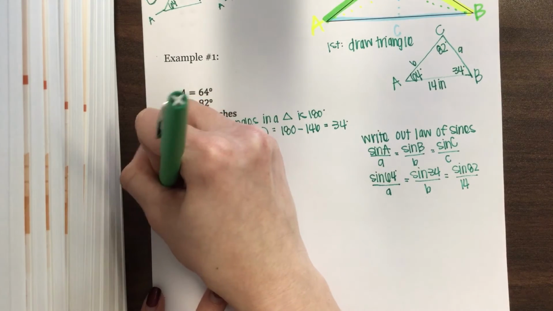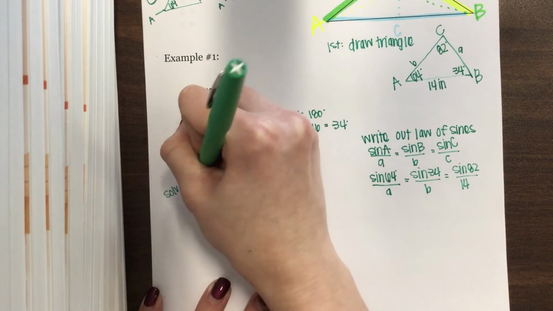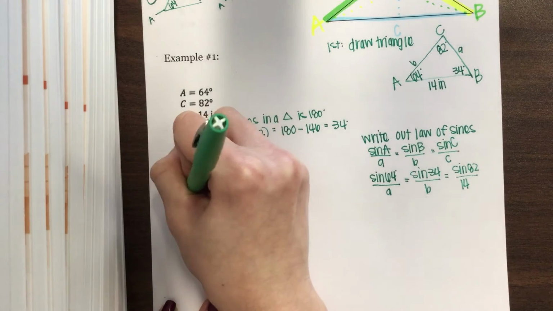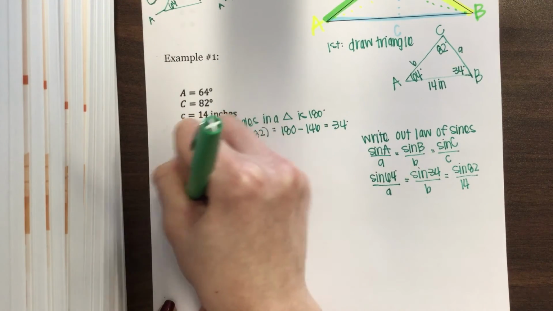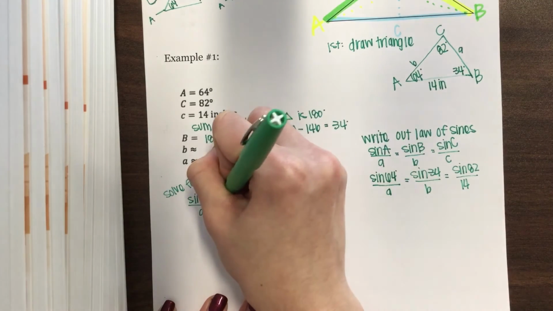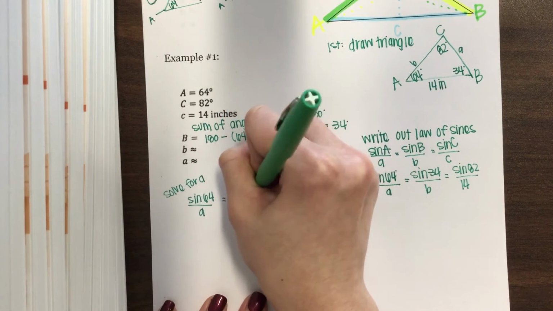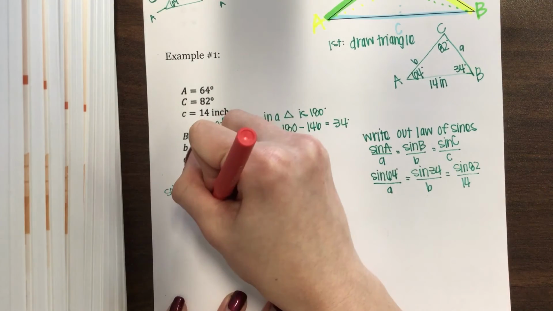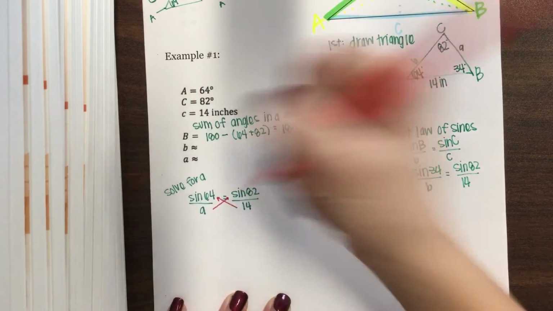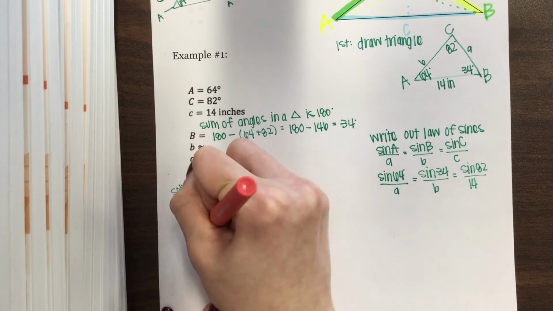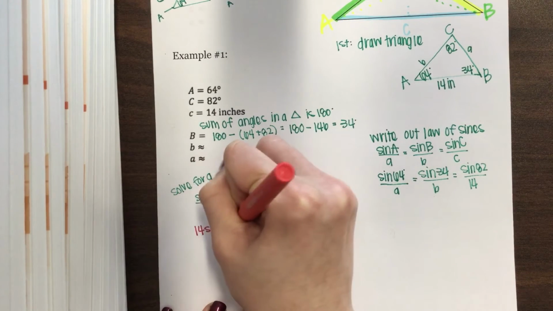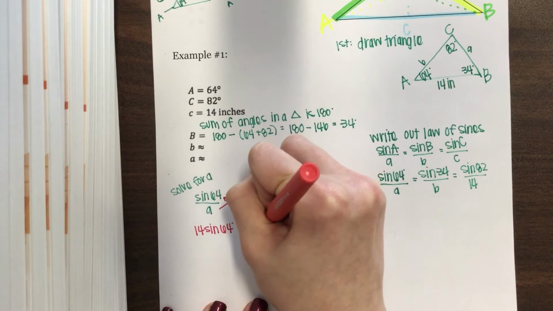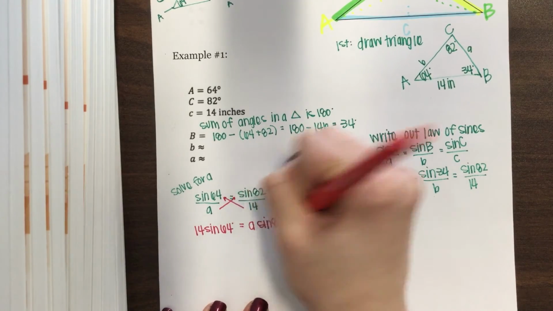So to solve for A, I'll write this right here. We're solving for A. We're going to take the sine of 64 over A, and set that equal to the sine of 82 over 14. And then we're just going to use cross multiplication to get A by itself. So remember, cross multiplication: I'm going to multiply this to that, take 14 and multiply it to that. So I'm going to get 14 times the sine of 64 equals A times the sine of 82.